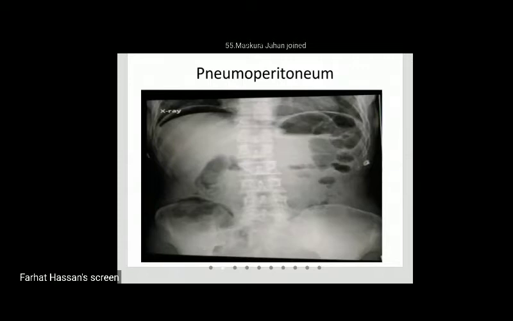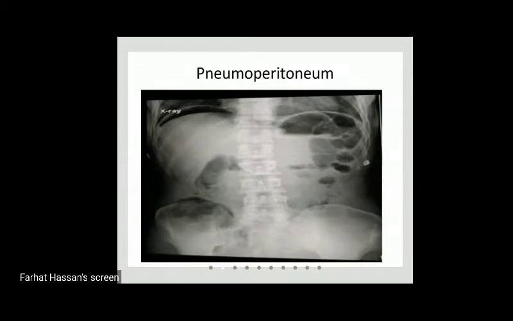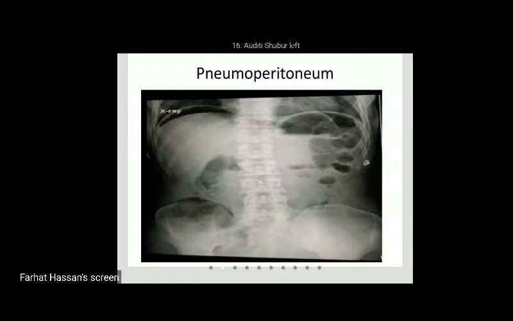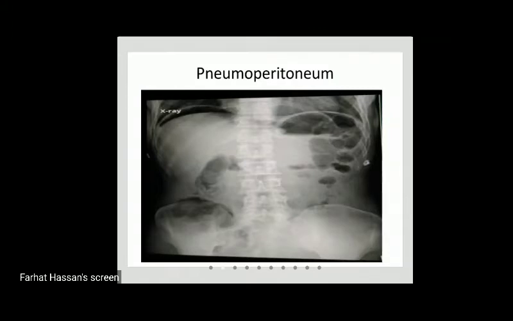We are going to discuss OSPE. There are 10 OSPE stations. Some of them have X-ray, specimen, operative surgery, data interpretation, counseling. So, today we are going to discuss some X-rays. First of all, the most important is the pneumoperitoneum.